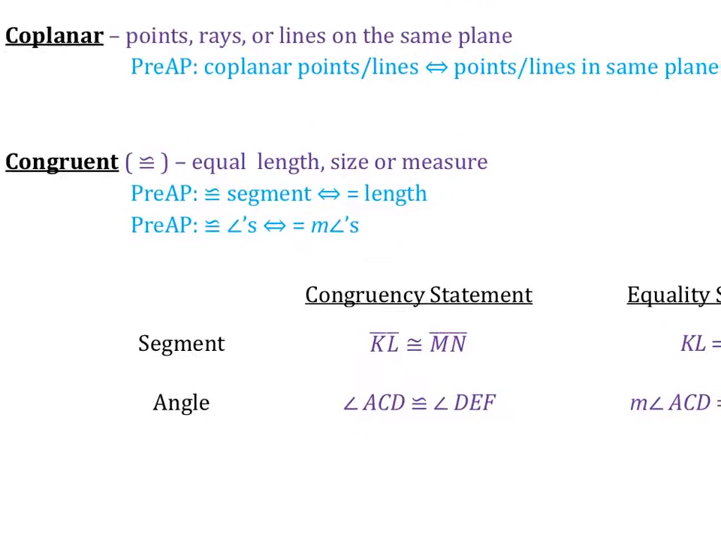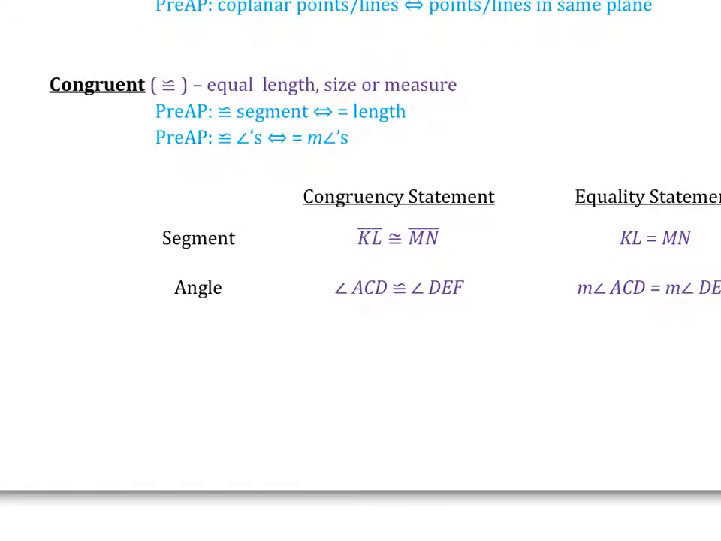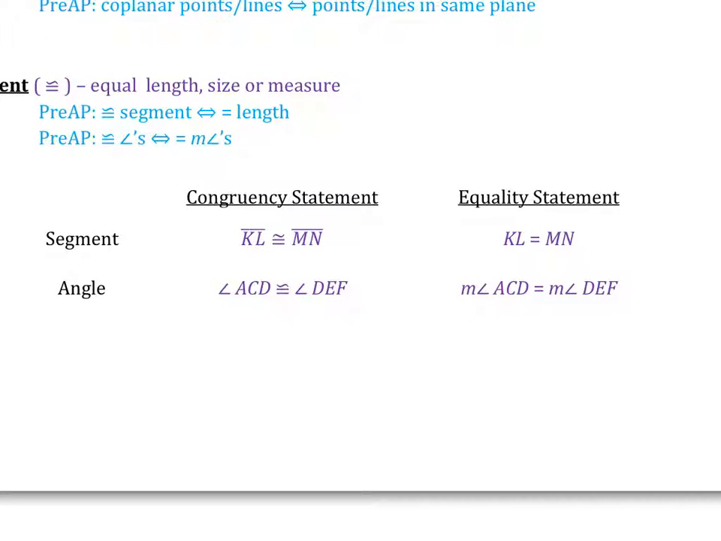We can write congruency statements for figures. For example, a congruency statement for 2 segments would be segment KL, with the segment bar above it, is congruent to segment MN. An equality statement looks very similar, but it doesn't have the bar on top. So the measure of KL will equal the measure of MN.